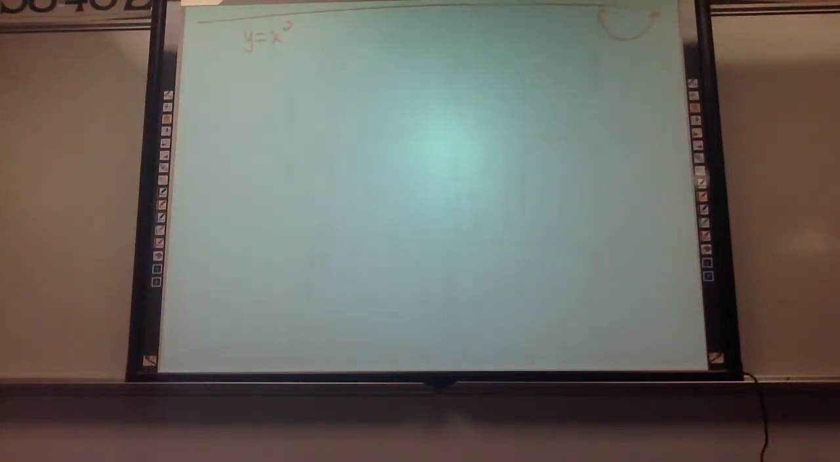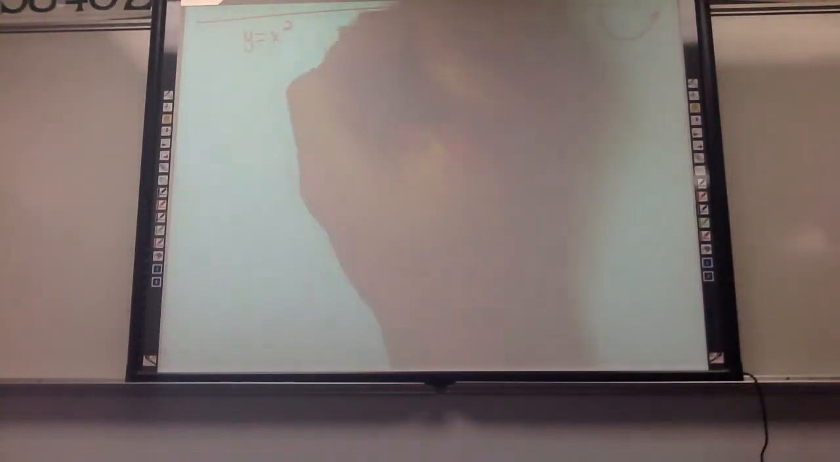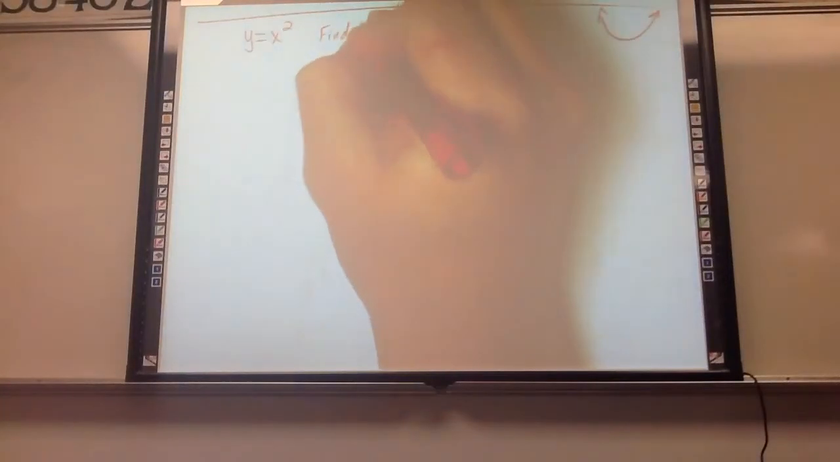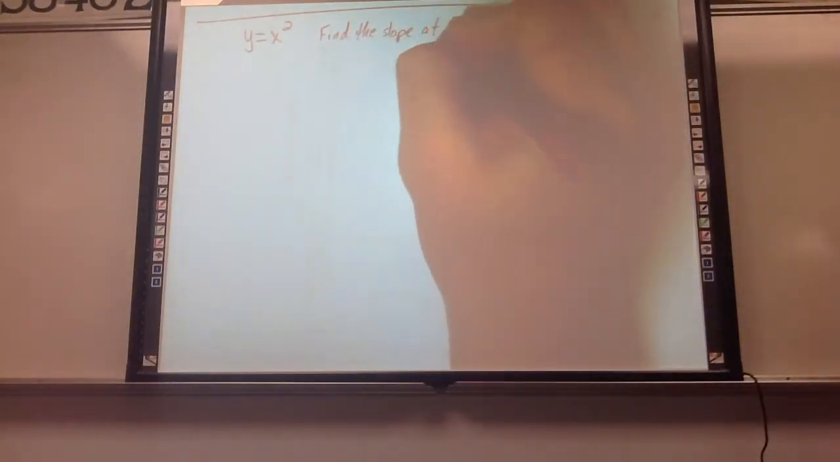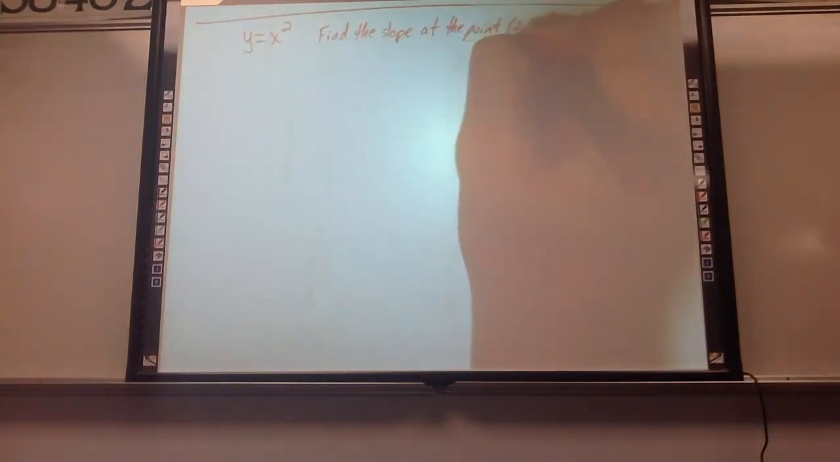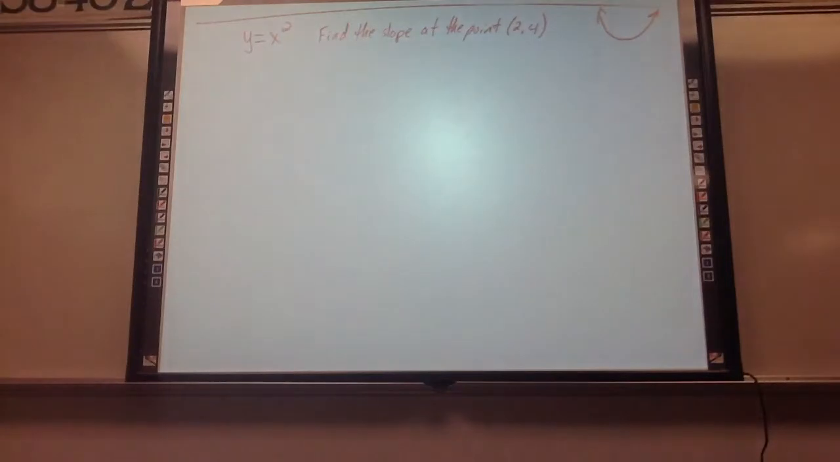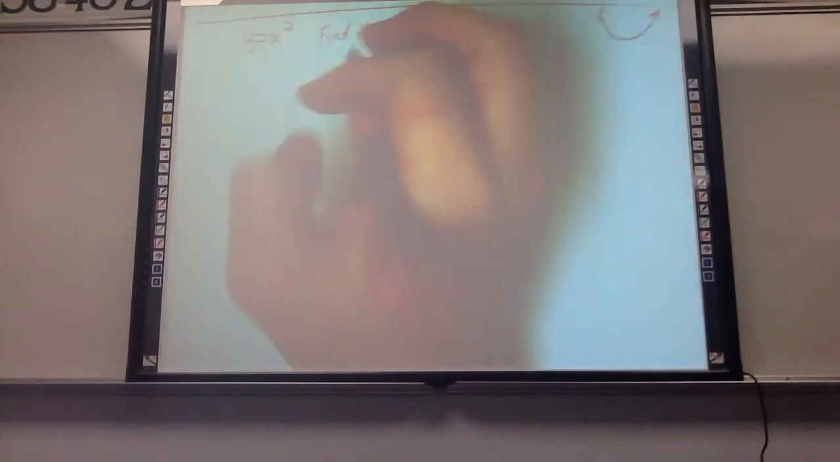Basically, we're going to take y equals x squared and find the slope at the point 2, 4. Okay. I'm going to draw a little better picture.